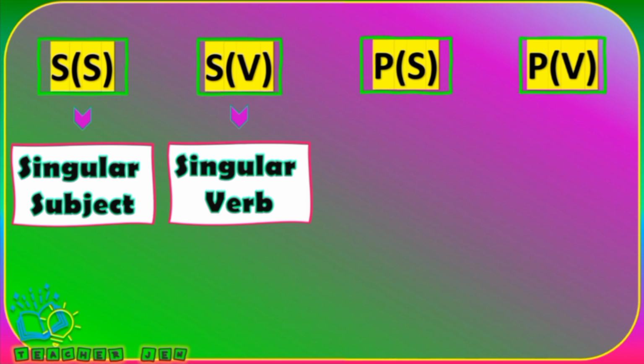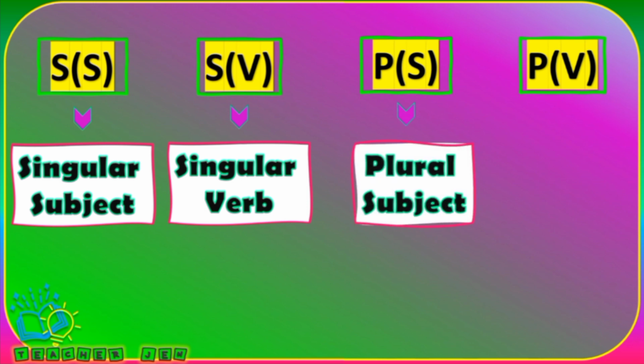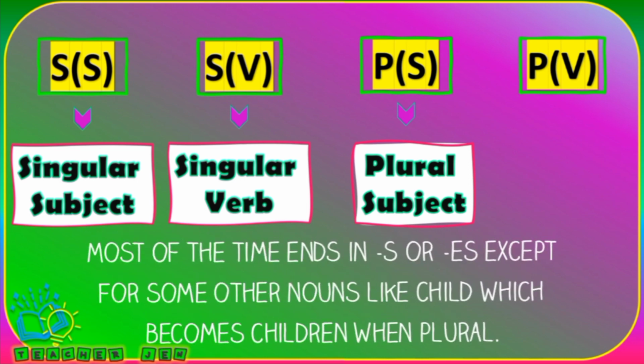The third one is PS. It stands for plural subject. Remember that the plural subject means there are many topics that are being talked about in the sentence. Most of the time, the plural subject ends in S or ES, like students or buses. Remember that there are many exceptions to this, just like the word child. Child is singular, but the plural form of it is children and not childs.